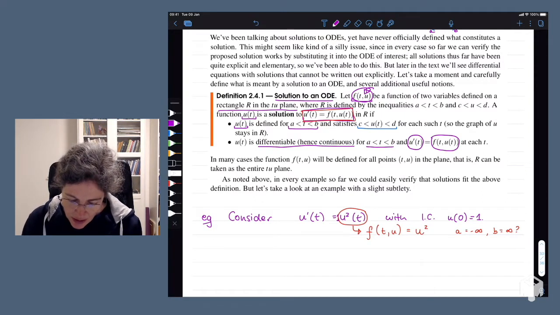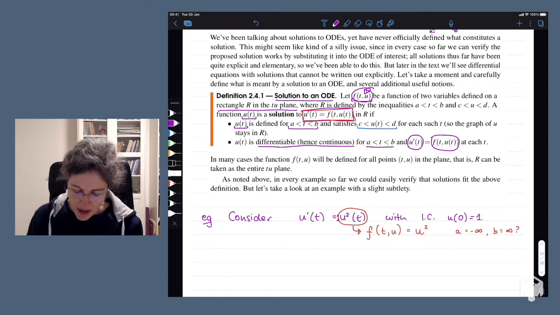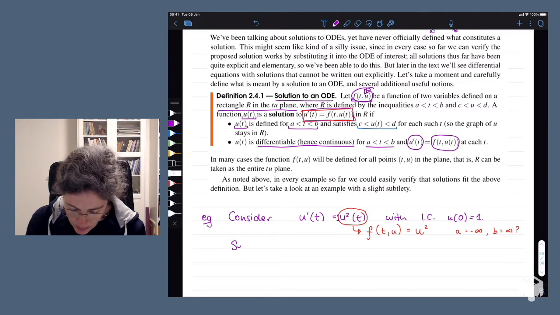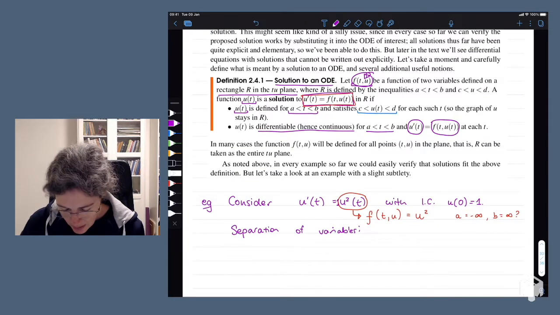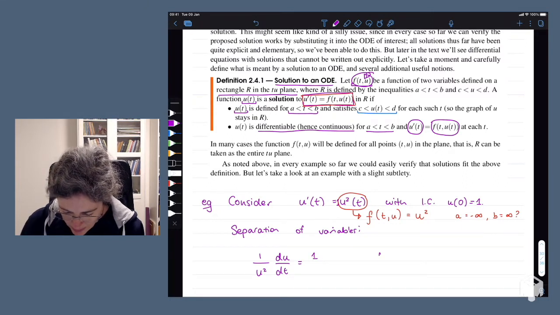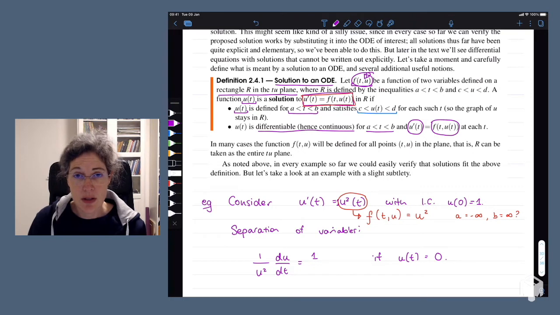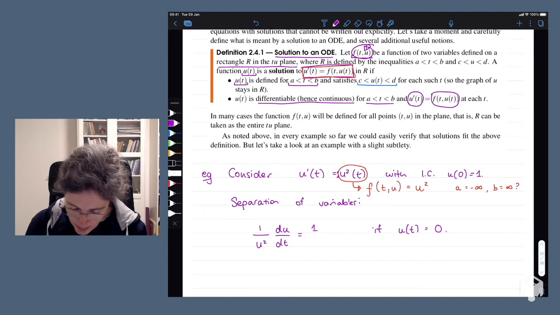Okay, so far we've just done a little bit of thinking around this. Let's solve this. So we use separation of variables. So I'm going to have 1 over u squared du by dt is equal to 1. And the important thing here is u is not equal to 0. Because if it's equal to 0, then we just divide by 0 and the universe exploded, and that's bad.